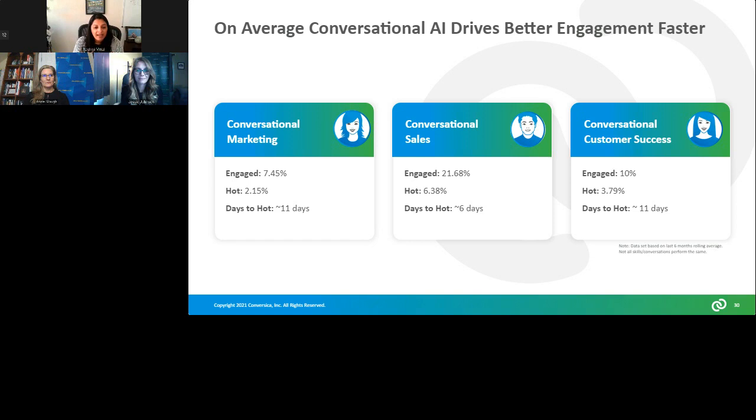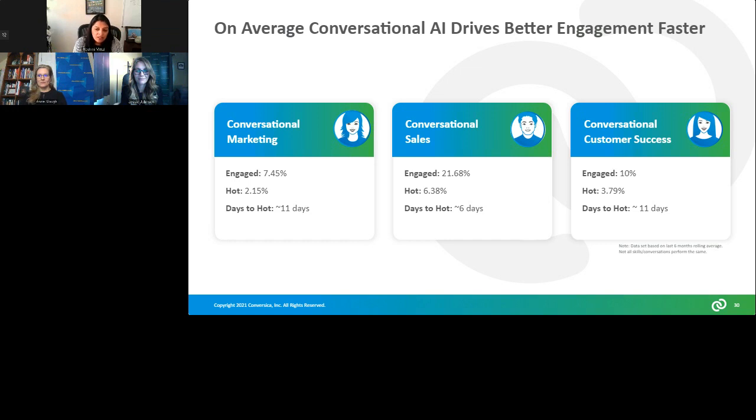And you can see that if you begin a cadence, the metrics here are really based on our 6 months rolling average. Not all the skills and conversations we have here are represented, and they don't all perform the same. So you can imagine very, very early interest at the tippy top of the funnel is a different level of engagement than somebody who might be a little bit further down the funnel. And obviously, if you have existing customers, that's a different level of engagement too.